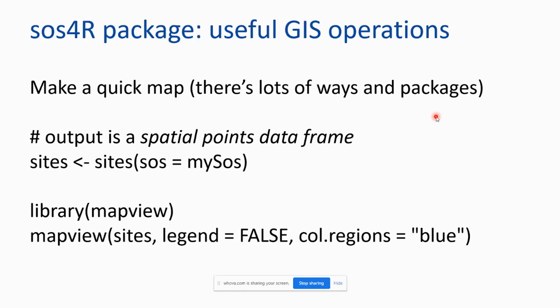Say you've got the sites out, you want to plot them. There's piles of packages, but here's a quick way of plotting up those sites. Just remember before, I was pulling out the sites and it pulls out the coordinates. It's a GIS object, a spatial points data frame. Well, there's a package called mapview that is ready for that type of data to be plugged in and plotted. So you can go mapview, put the sites in, and some other bits and pieces here. Don't give a legend, and color the regions in blue.